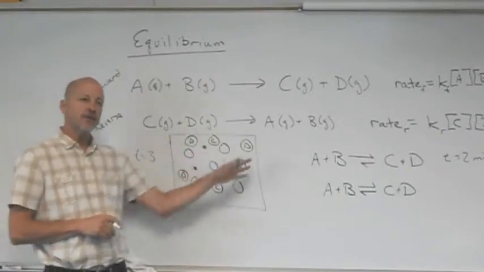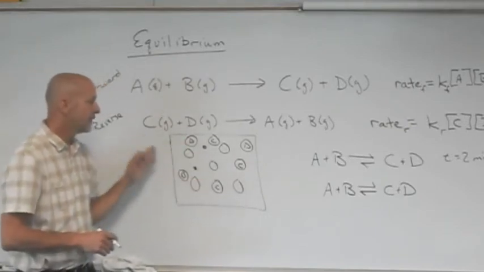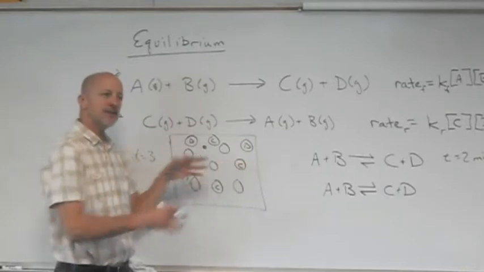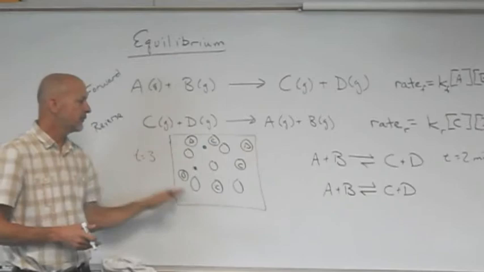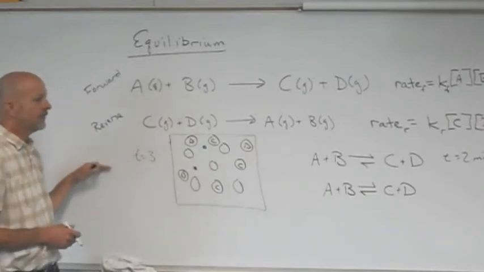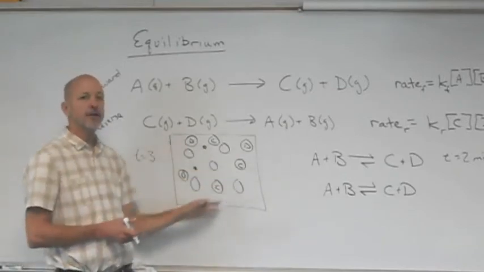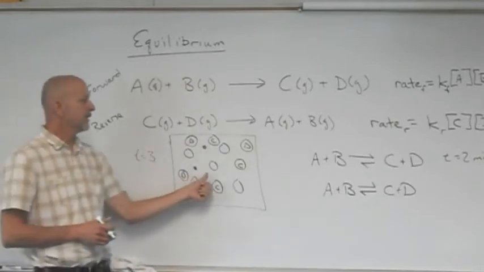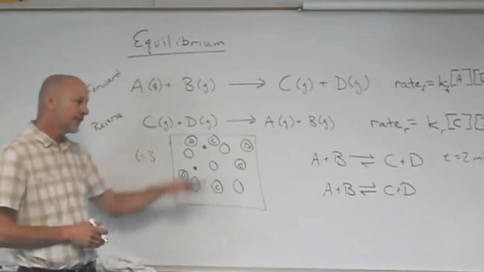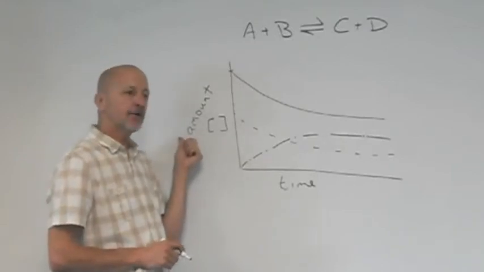So it looks like nothing changes, like it just stopped reacting, but it did not in fact stop reacting. What happened was A and B hit and make C and D, C and D hit and make A and B. They're happening at the same rates, so the amounts of what's in the chamber will remain constant over time now, even though there's still a lot of collisions going on and the reactions are proceeding. Forward and reverse rates equal, we call that equilibrium, because everything remains constant and steady unless we do something to change the circumstances.